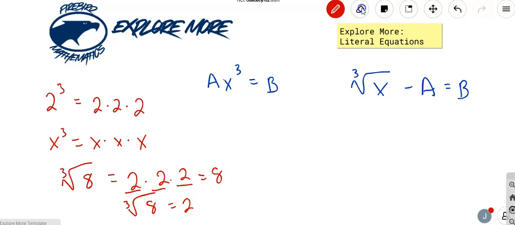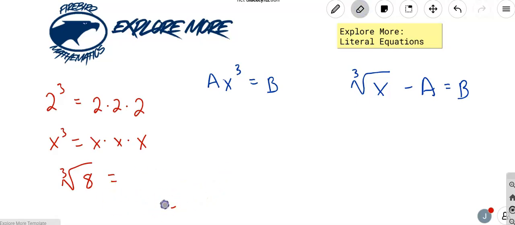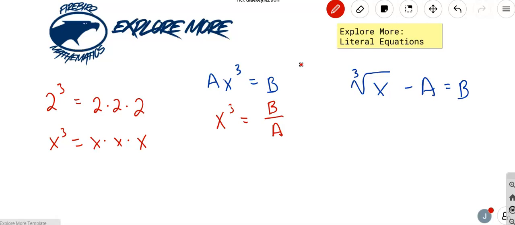Alright, so if we take a look at some literal equations that have cube roots in them, how are we going to attack this? First thing we would do, just like the other problems, is get rid of this a that's out in front. We would do that by dividing. So this would be b over a. And then the inverse operation of cubing a number is to take the cube root. So I would take the cube root of both sides. The cube root of x cubed is just x. And then I would be left with the cube root of b over a.